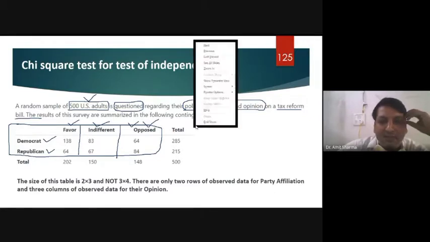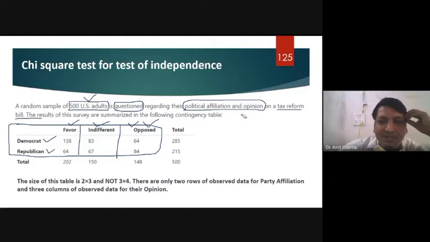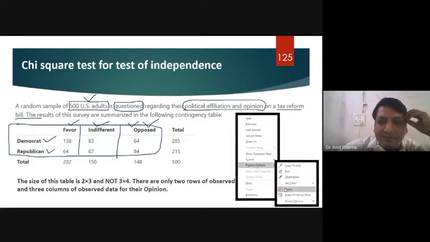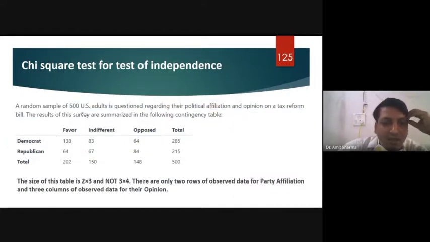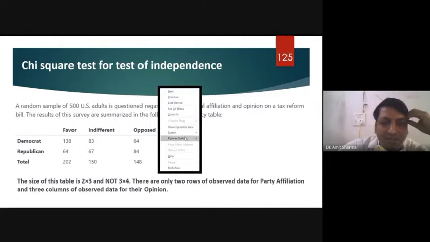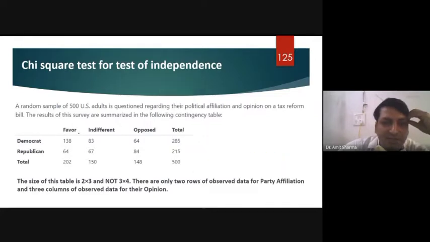Now, how are they going to write this? You have to make a subset for the chi-square. That means this figure, this box, is going to represent the persons who like the Democratic Party and are in favor of this tax reform. Clear? तो वो उनका जो नंबर है वो 138 है.